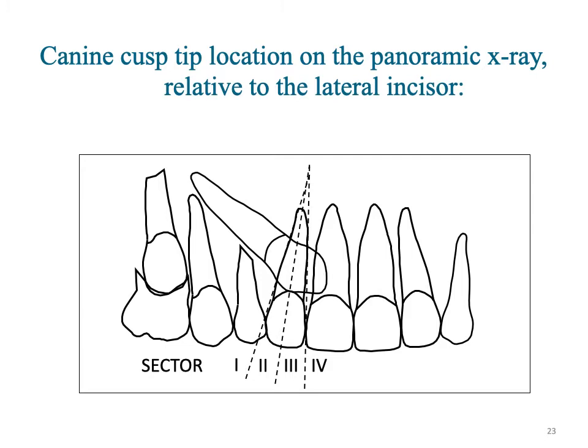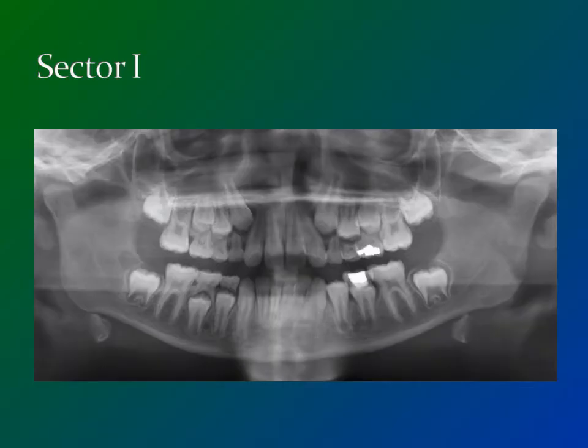If the tip of the canine is between the distal surface of the root of the lateral incisor and the long axis, that's sector 2. Long axis to mesial surface of the root, that's sector 3. And if it's mesial to the mesial surface of the lateral incisor root, it's sector 4. It's pretty clear in the diagram. So let's have a look at some radiographs.